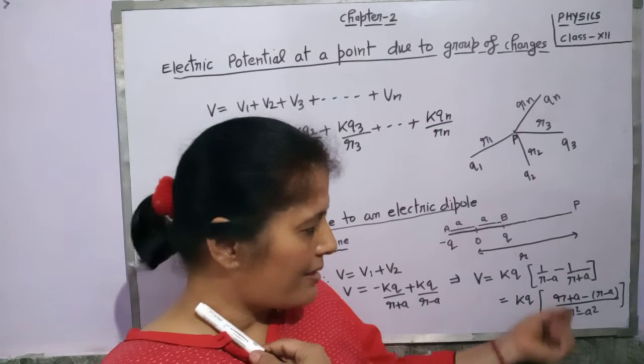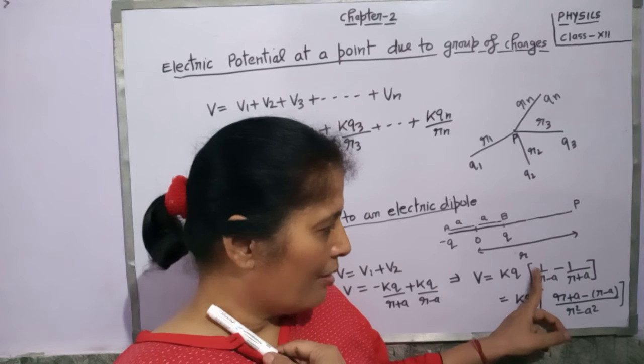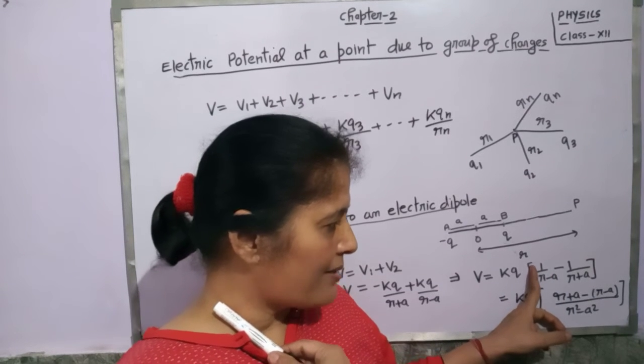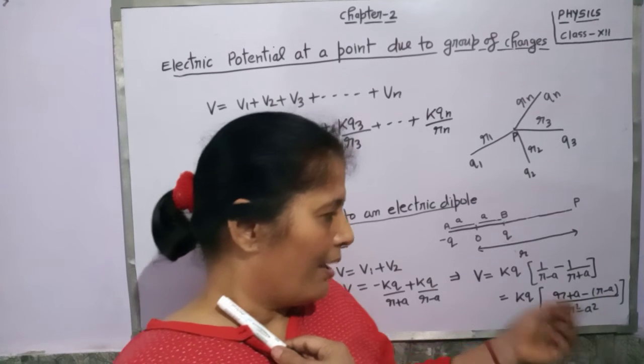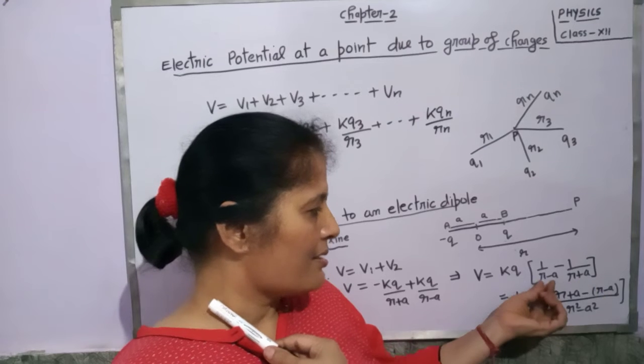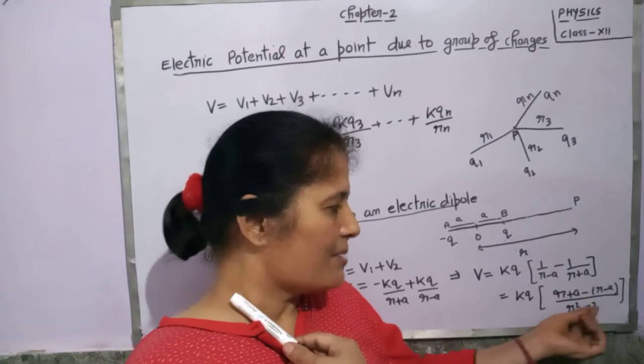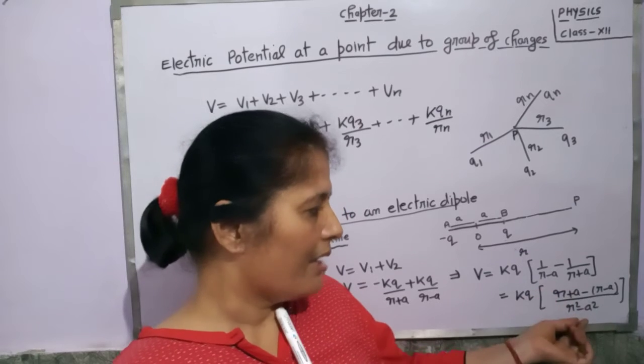Now taking the LCM, in the numerator we get r plus a minus r minus a, and in the denominator there are two factors, (r minus a) and (r plus a), like (A minus B)(A plus B), that becomes A square minus B square, so r square minus a square.